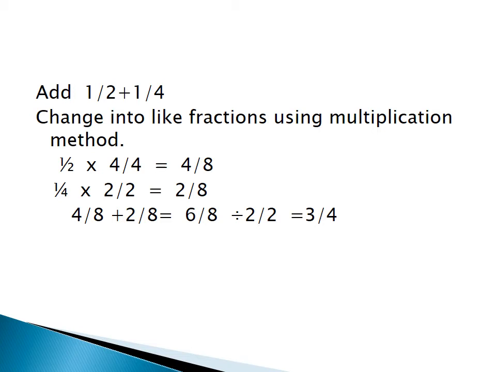Now write down the second fraction, that is 1 by 4. Multiply by the denominator of the first fraction, that is 2. 2 ones are 2, 4 twos are 8. Answer is 2 by 8. Now we have to add the numerators. Because denominators are the same, we can add the numerators, and the denominator we will write only one time. 4 plus 2 is equal to 6. Denominator is 8. New fraction is 6 by 8.